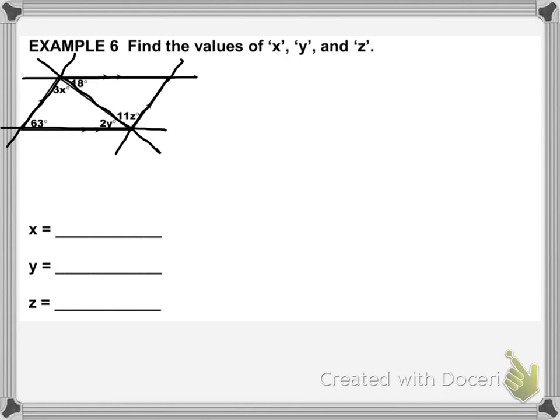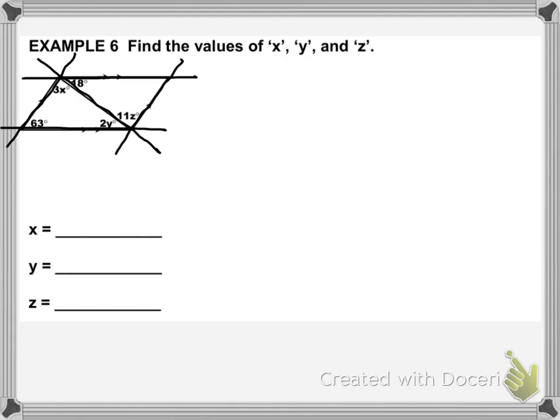Okay, so we've got a lot going on. We actually have two pairs of parallel lines. I can see here and here, those are parallel, and I can see here and here, those are parallel. I'm going to erase that for a sec. So we have lots of different transversals going on here. We're going to have to take one transversal at a time and try to ignore the rest of the picture. So we have to try to find the values of x, y, and z.